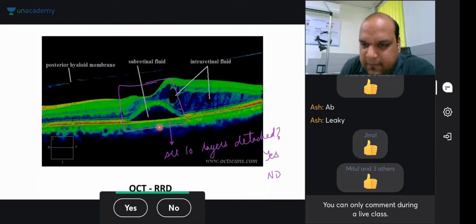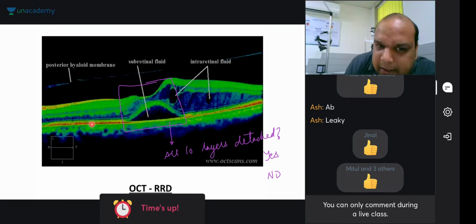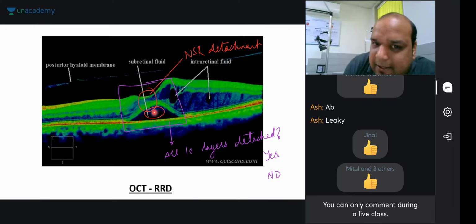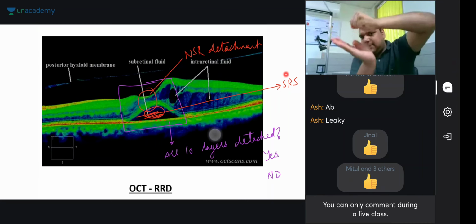Whosoever has answered the question has answered it correctly. So the majority of you answered that no, all the 10 layers are not detached. If you look at it carefully, this is my RPE coming, this is my RPE coming. My RPE is still present. Only the 9 layers have detached. Neurosensory retina detachment. And this is your subretinal space, if you remember. Neurosensory retina detachment, subretinal space. This was my normal retina.